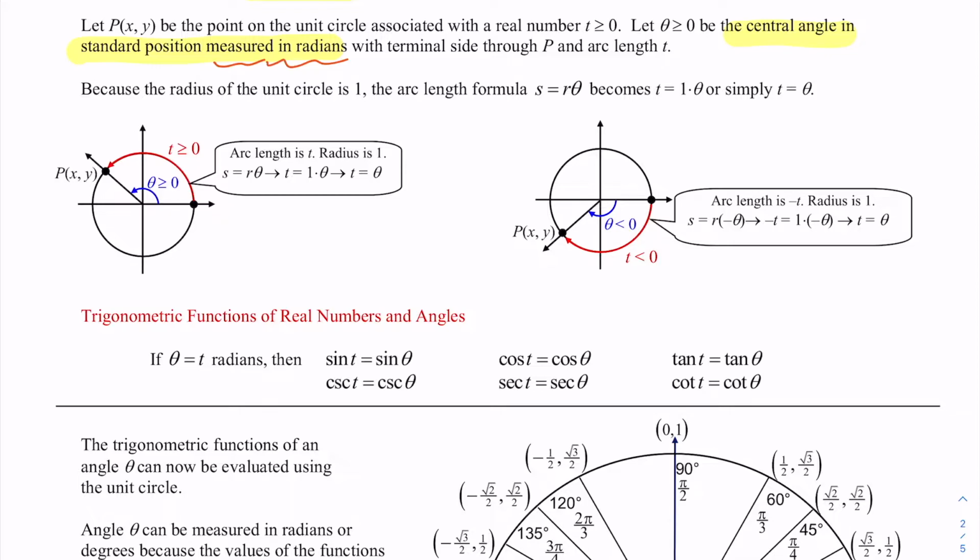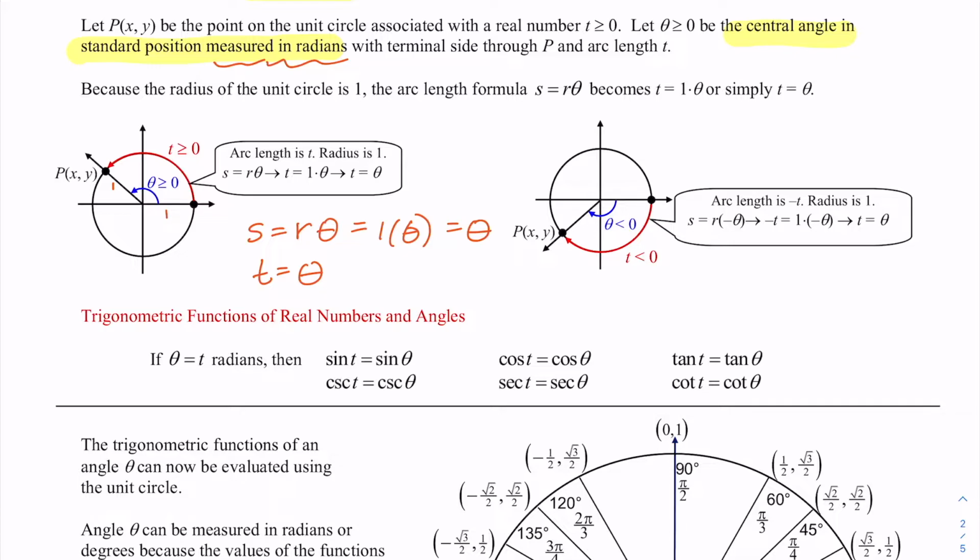Okay, so let's look at this first diagram here. We have an arc length that's t, the radius is still 1, and we have s is equal to r times theta. And since t equals 1 times theta, we now know that t is equal to theta, since that radius is 1. So now we can go ahead and look at what we have over here.